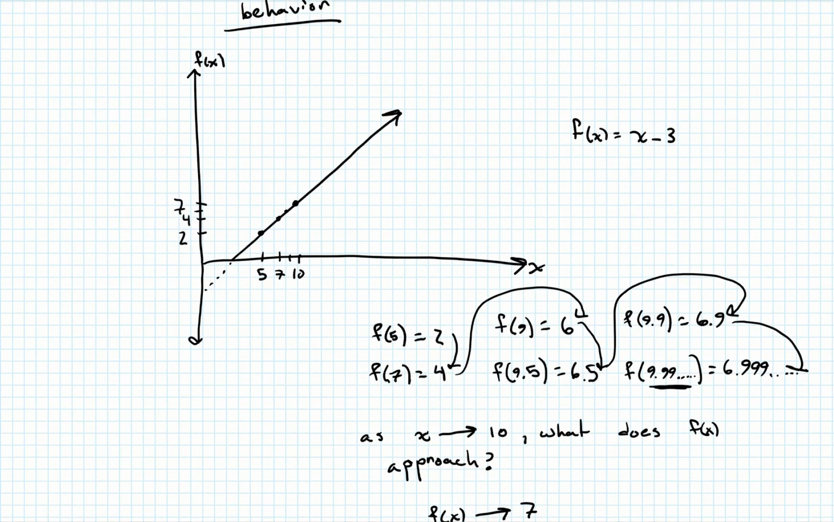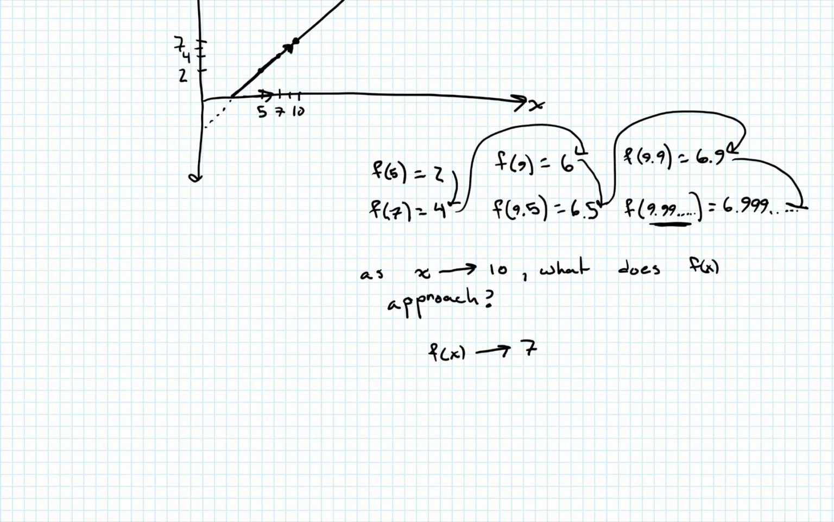And this should make sense, right? Because if you imagine, when I go along this line, I'm approaching 10, it's like I'm traveling up the graph. I'm traveling up in the direction of this arrow, and the closer I get to 10, the closer I'm going to get up here to this point, which is going to be 7. We're going to approach 7. And so that's what the idea of a limit is.